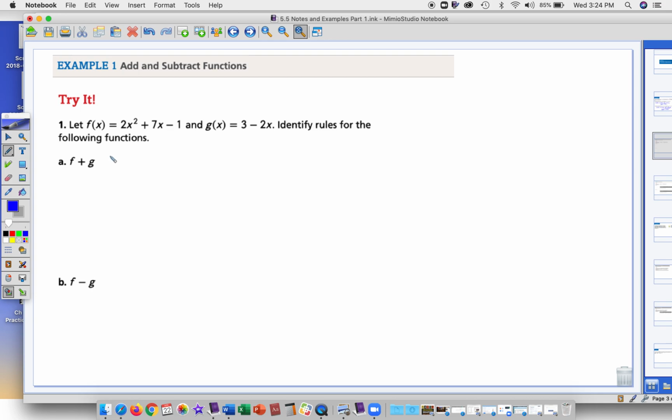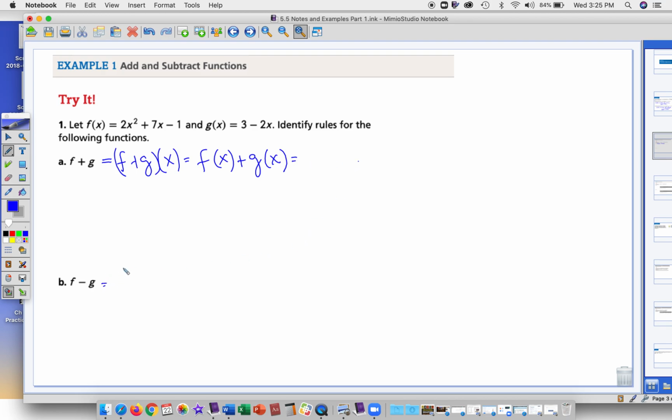Pause the video, take these two functions, write out the notation, f plus g of x, which is the same as f of x plus g of x, and then add the two functions together.